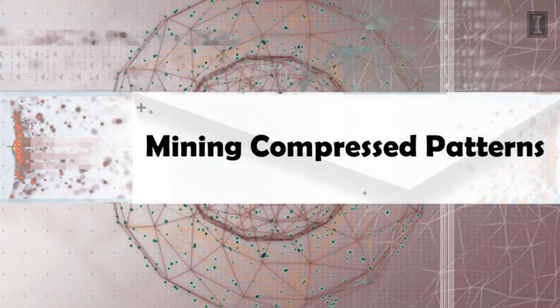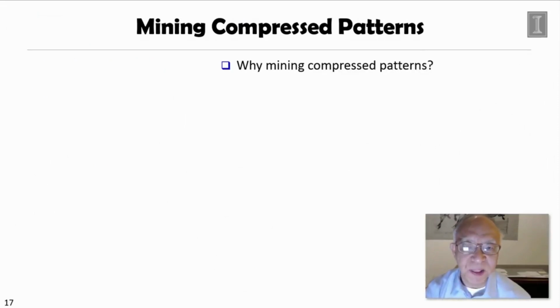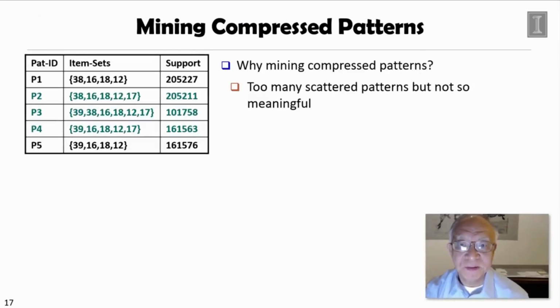Now we are going to discuss another interesting problem, mining compressed patterns. We know frequent pattern mining may often generate many patterns, but many of such patterns may share some similarity, may be very scattered, and not so meaningful if you generate all those patterns. Let's look at such an example. Suppose we finally get 5 patterns. You probably see these 5 patterns, like P1 and P2, are very similar, and their supports are also very similar.